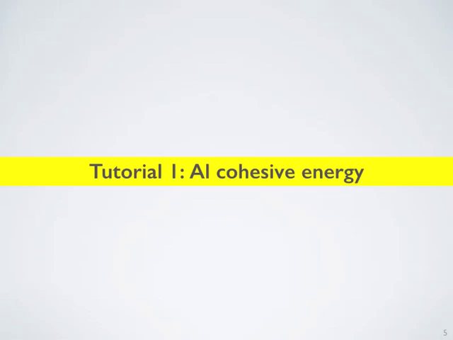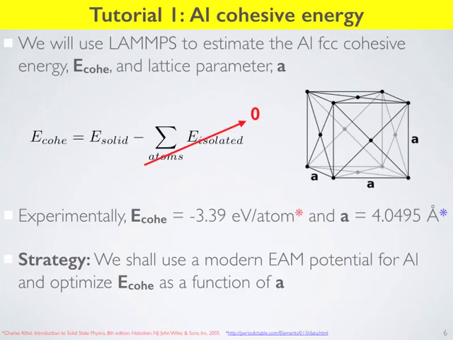Okay, so we're actually going to do two little walkthroughs, sort of back to back. The first one's going to be super simple, and it's not actually going to be molecular dynamics. The second one is actually going to be molecular dynamics. So for the first one, we're going to use LAMMPS to estimate the aluminum FCC cohesive energy.